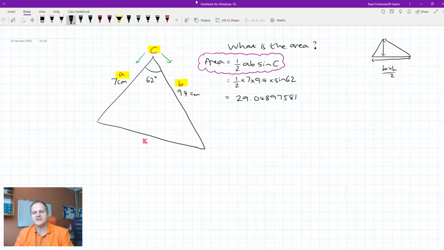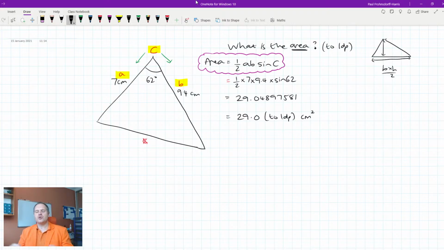But we don't want to write it that big. So it will normally tell us in the question to 1 dp or give us something. So we're then going to write 29.0 to 1 dp to say that we've rounded it. And then we're going to write centimetres squared because it's an area. Remember, we're finding an area, so it's going to be centimetres squared.